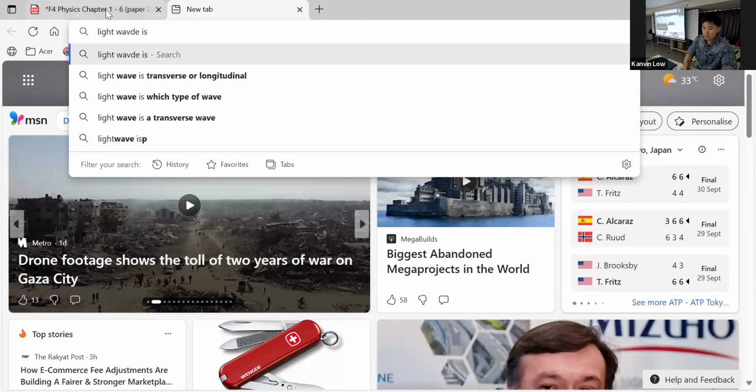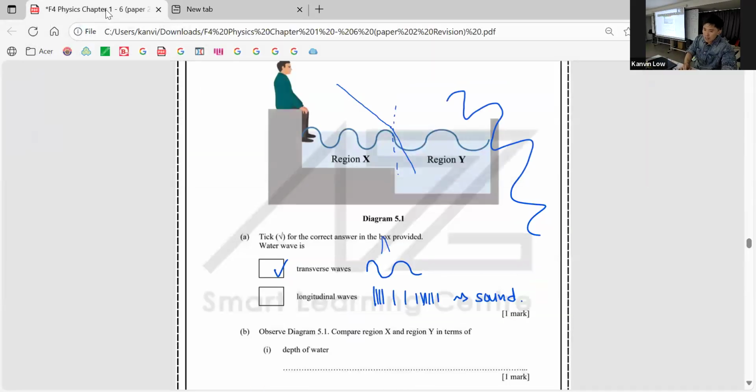Yeah, light wave is transverse. So sound is the only longitudinal wave so far that I know. Okay, there may be another one. What is it?